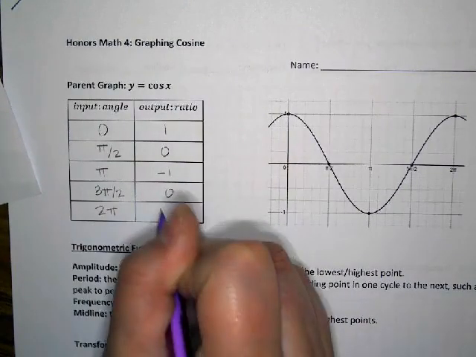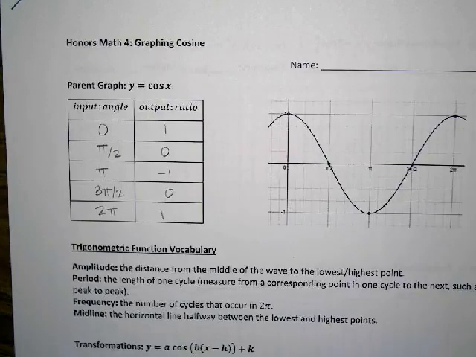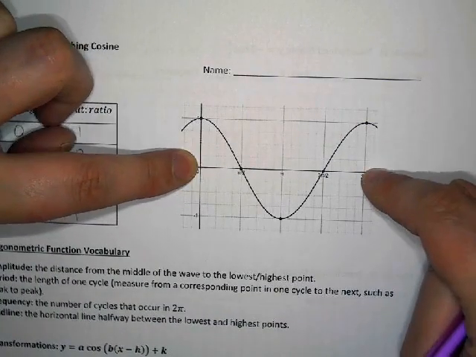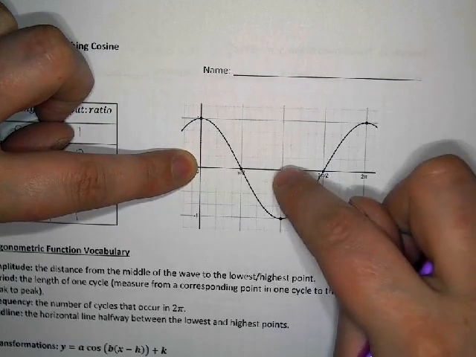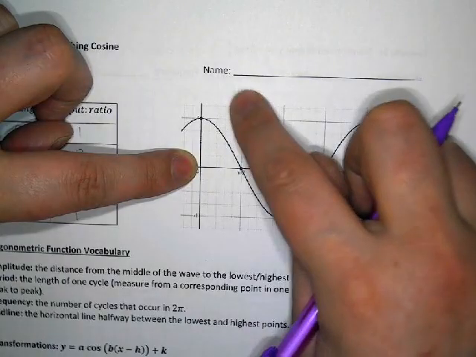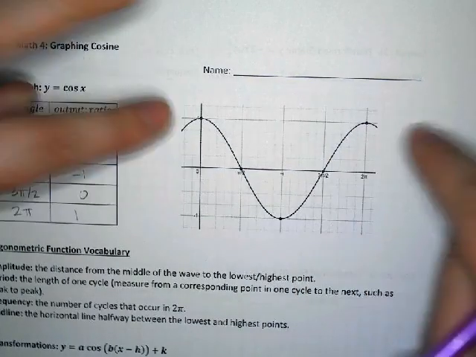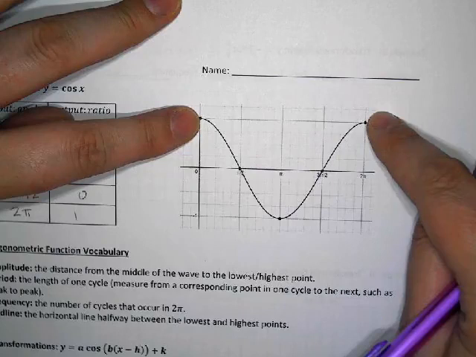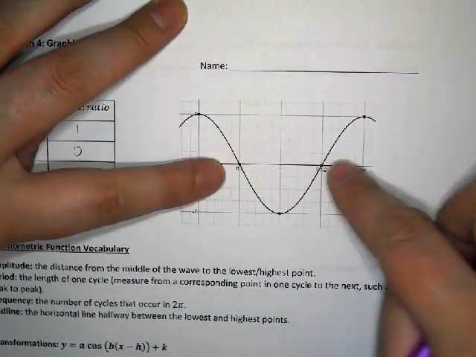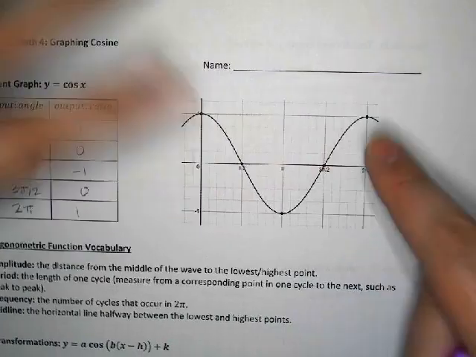So you can see that cos is different from sine because instead of starting and ending on the midline and having the middle point being on the midline and then having a maximum and a minimum, it actually starts and it ends on the maximums, and the middle is the minimum, and then it touches the midline in between those.